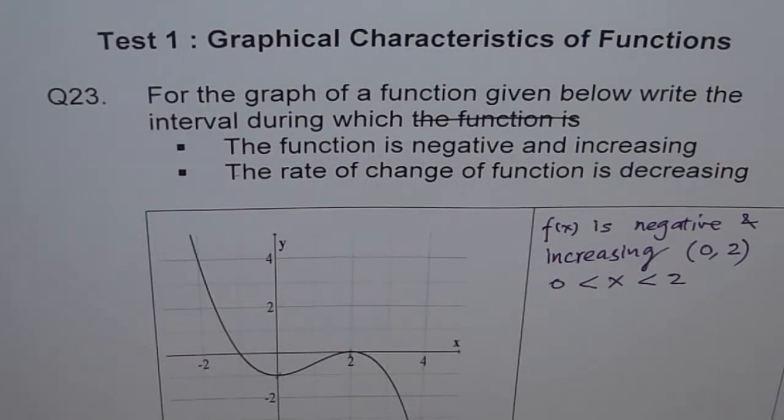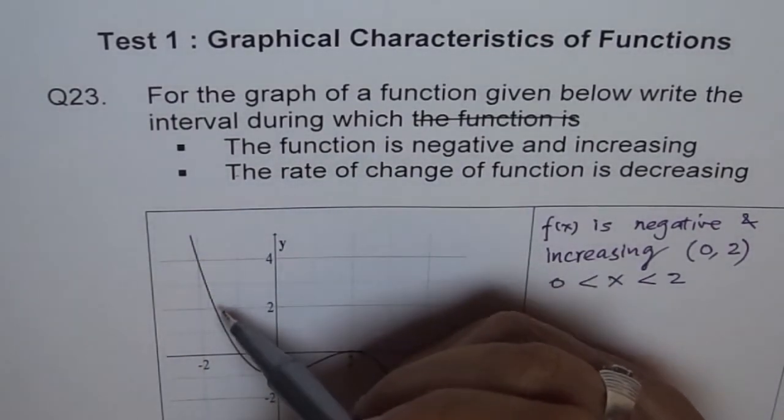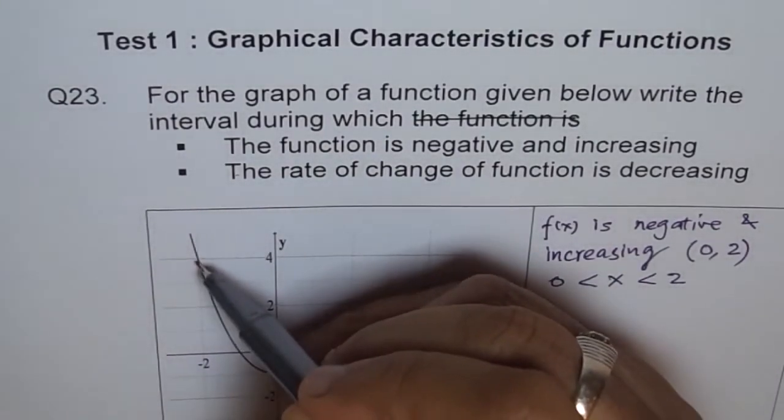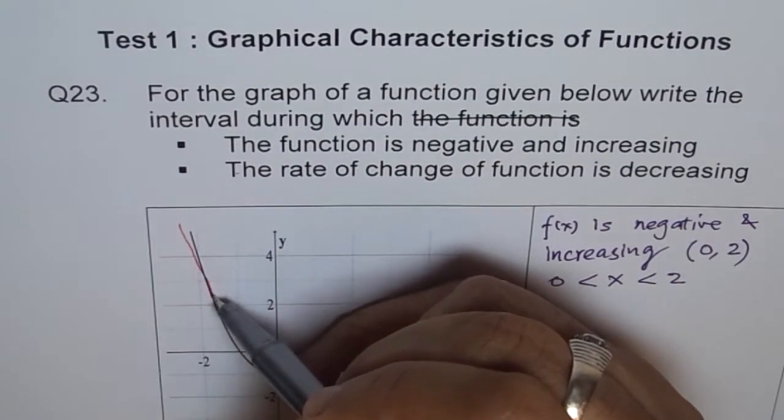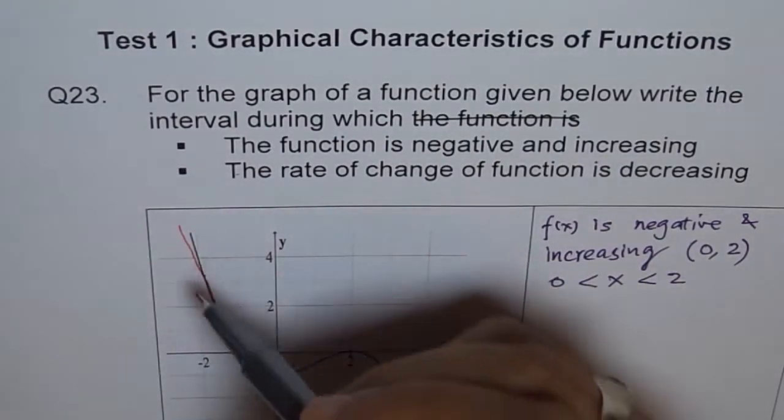Now the next part says the rate of change of the function is decreasing. Do you understand what the rate of change is? And how do you find the rate of change of a function from the graph? Well, the rate of change at any point is given by the tangent at that point, right? And the slope of the tangent gives you the rate of change. Let's say this point here, so we draw a line here, correct? Well, it's not that good a tangent line, but anyway, you understand.